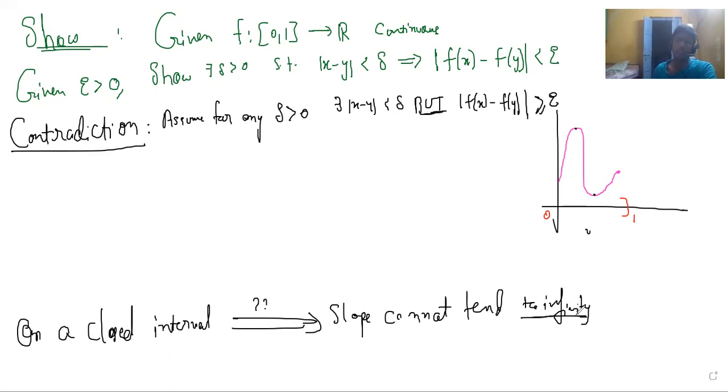Even that is not true. The slope can actually be infinite. What do I mean? I mean that you have a closed interval, you have a continuous function on the closed interval, but the derivative is infinity at some point. Come on, someone give me an example.